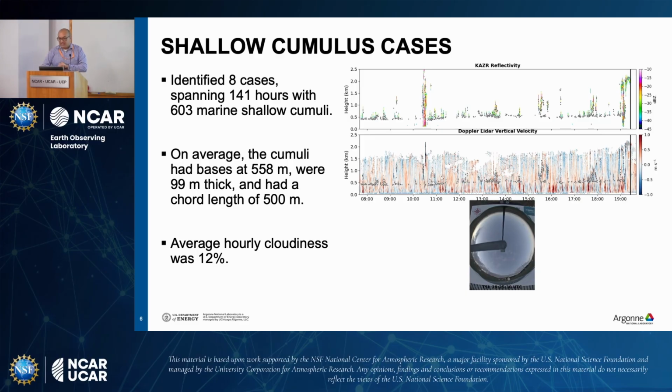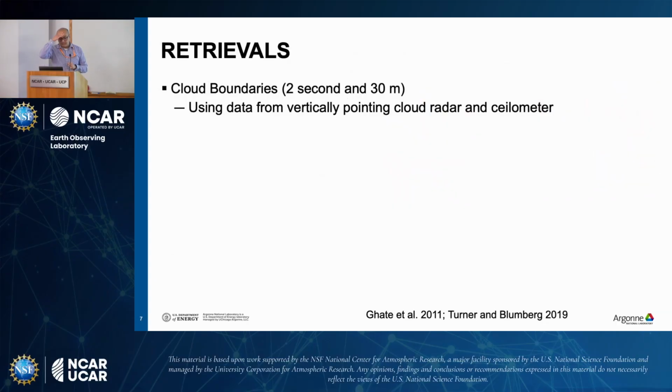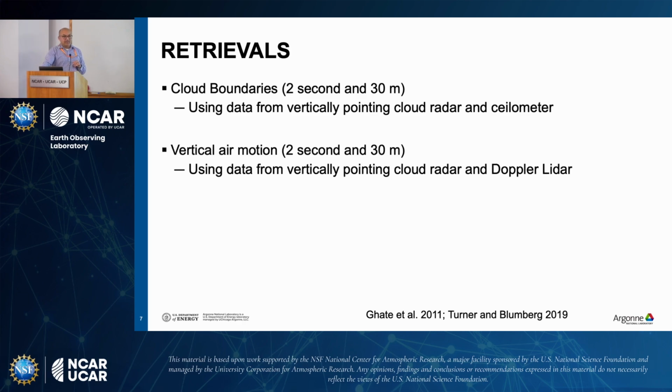Pretty good. All right, so moving forward, we had to do retrievals. I want to quickly mention the retrievals we are doing. Number one, we got cloud boundaries, so cloud top height, cloud base height, and also the cloud width. That is done from the data from the vertically pointing cloud radar and ceilometer. That's the Ka-band radar, a very sensitive Doppler radar, so you can do retrievals at a very high confidence. Second thing, we retrieve vertical air motion.